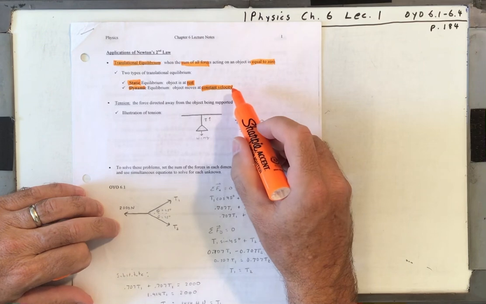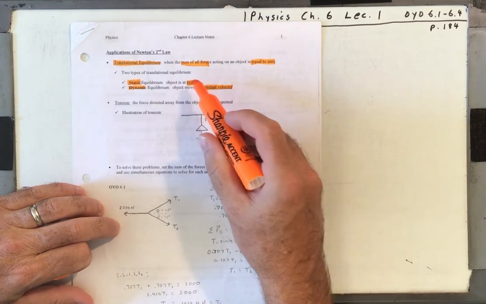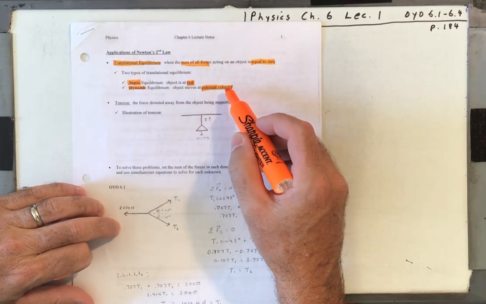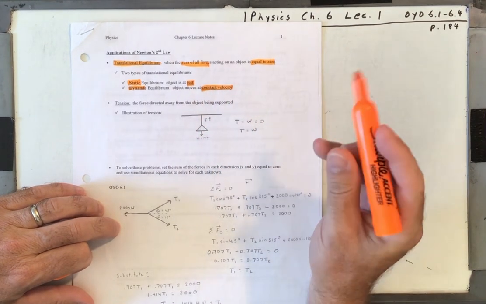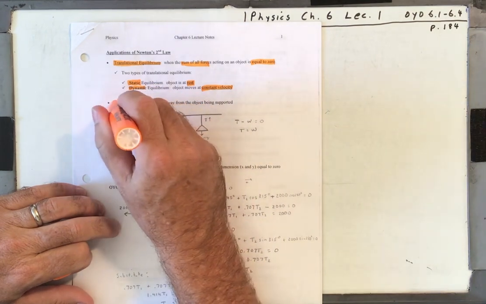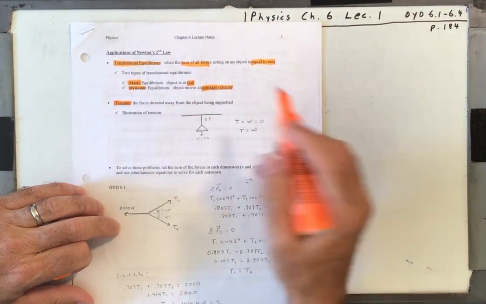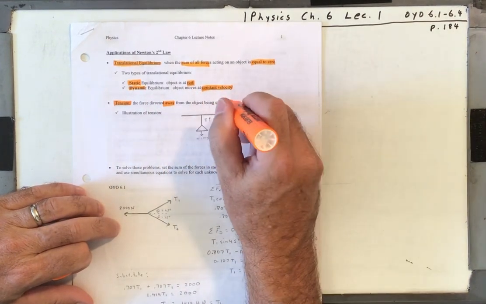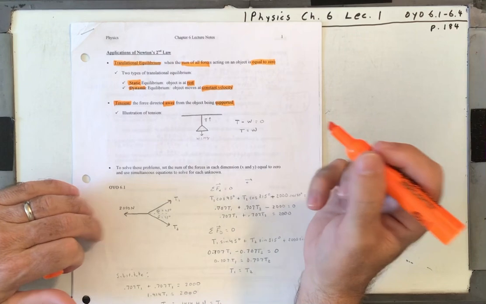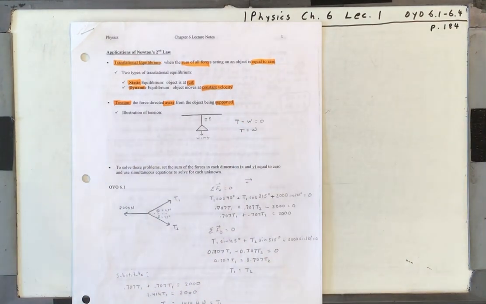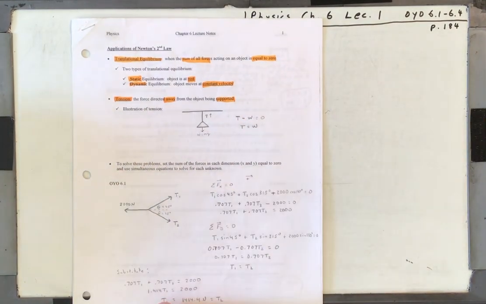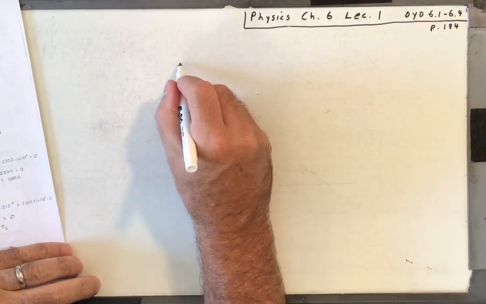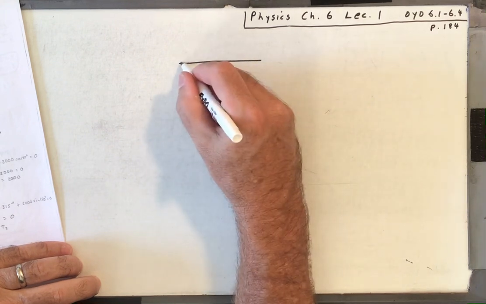Remember in Chapter 5 we worked some problems where the object was at rest, we were trying to get it broken loose, and where the object was moving at a constant velocity. Now a new concept is called tension, and that's the force directed away from the object being supported. So I've left you a little space to do a drawing here, and let's think about maybe the light fixture above, say, a kitchen table.